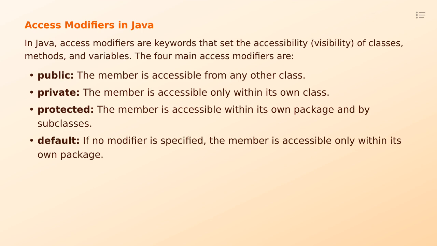First, public. The member is accessible from any other class. Next, private. The member is accessible only within its own class. Also, protected. The member is accessible within its own package and by subclasses. Take a moment to read the rest on screen.